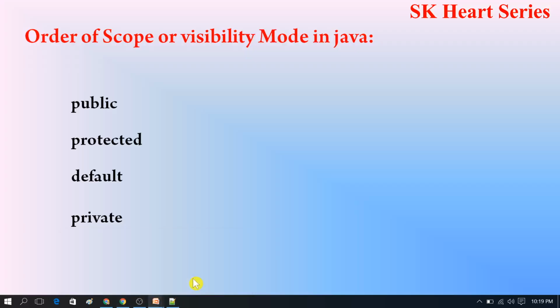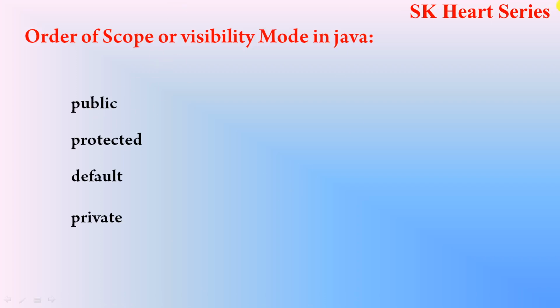Why? Because this is an order. We can go from down to up, but we can't decrease the scope. We can increase the scope of that variable or method. Default to protected we can, protected to public we can, but we can't go public to protected, protected to default, public to default, or public to private.